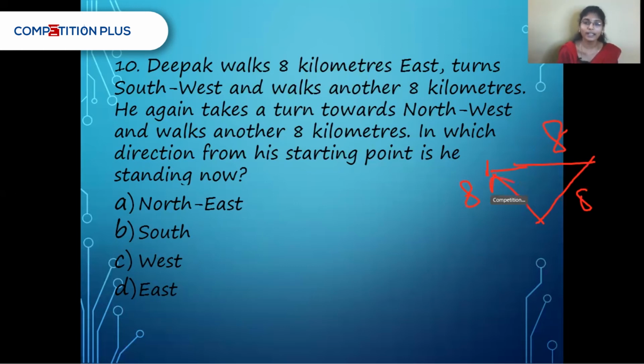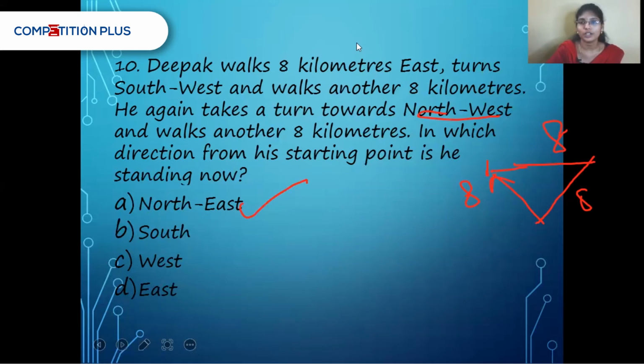But it is understood that he did not reach the original point itself. There is no word in your question stating that he came back to his starting point itself. So you should understand that he's in the last path of his journey. So he is now moving in the northwest direction only. So in which direction is he away from his starting point now? He is away from his starting point in the northeast. Got it?